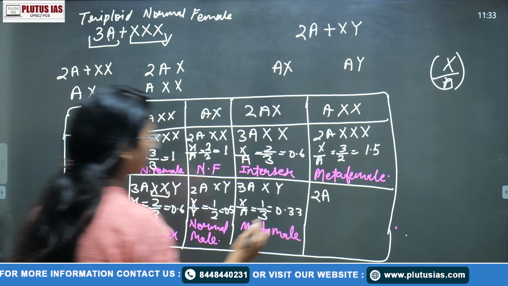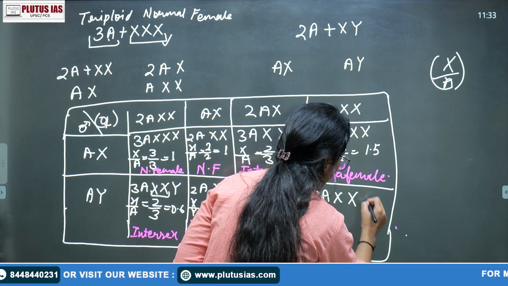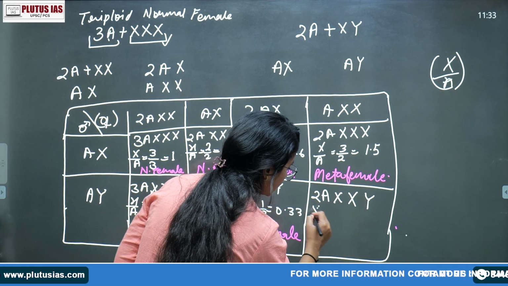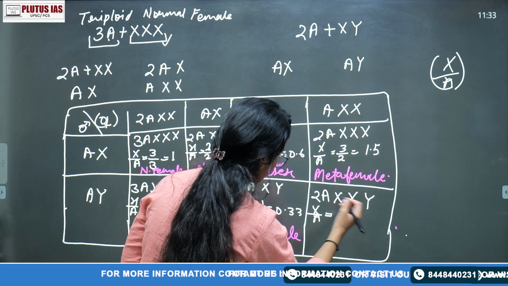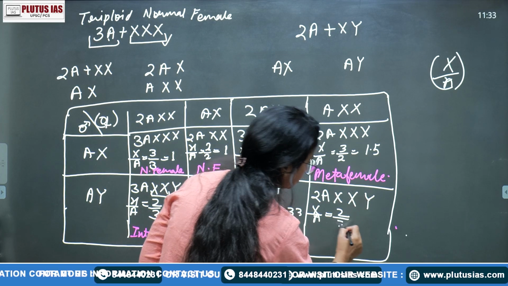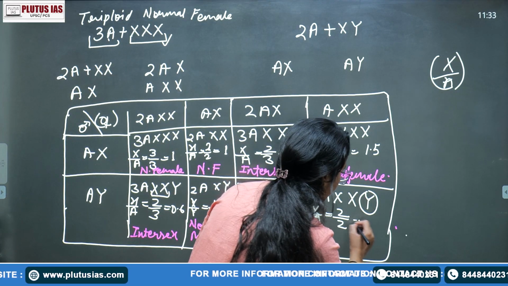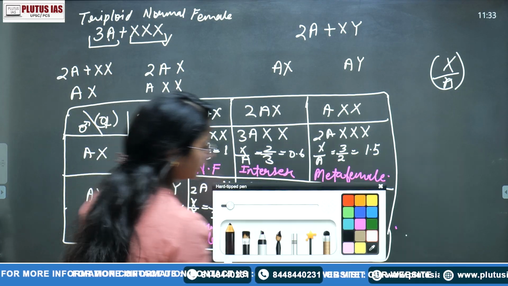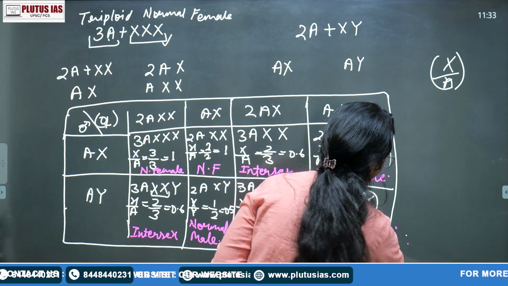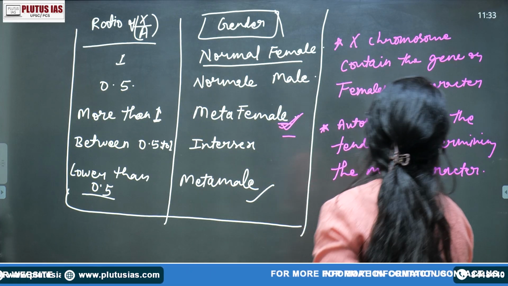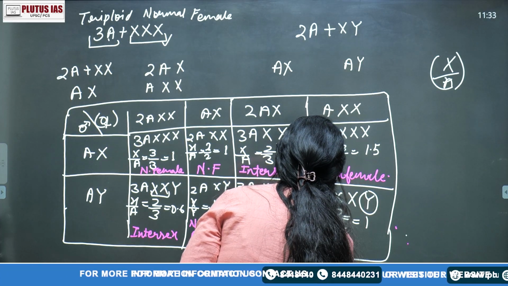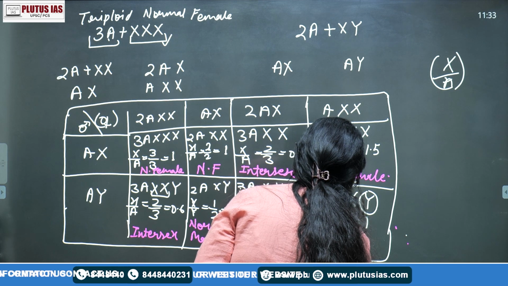And the last one, tell me, this is A, so that will be the 2A, then 2X and 1Y. So then it will be the X and Y. What will be the X upon A ratio here? Here the X upon A ratio will be 2:2, because we are not counting the Y chromosome. So the ratio will be 1. If the ratio is 1, which kind of gender will be forming? This will be the normal female.